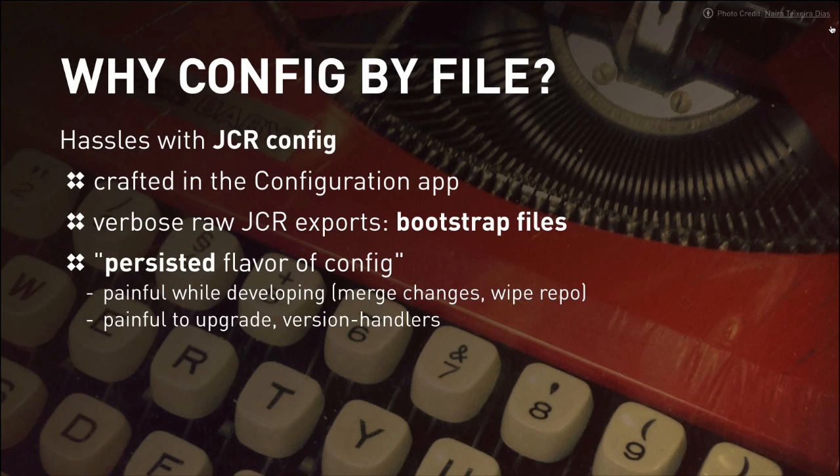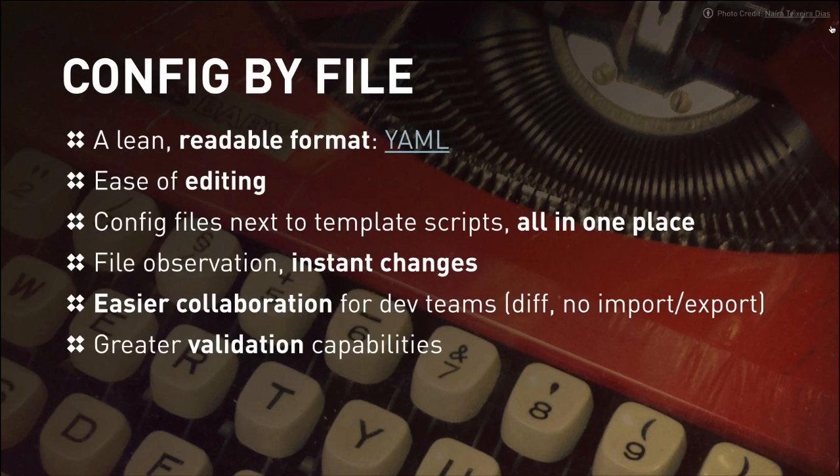Configuration by file, to start with, mainly because of the hassles of the JCR config. It was usually crafted in the configuration app, taking quite a long time to click through. And then you ended up with verbose raw JCR exports that we knew as bootstrap files. It was also a persistent flavor of config, which means it was painful when developing, especially if you were collaborating with others. Sometimes you had to import, export, wipe the repository. It was also painful to upgrade the parameters and so on.